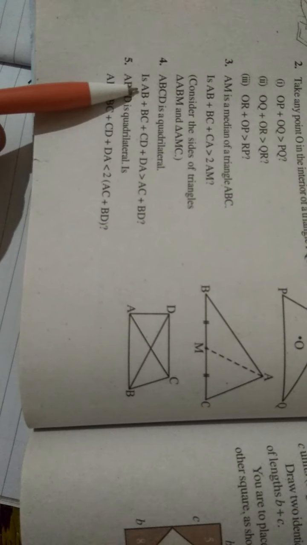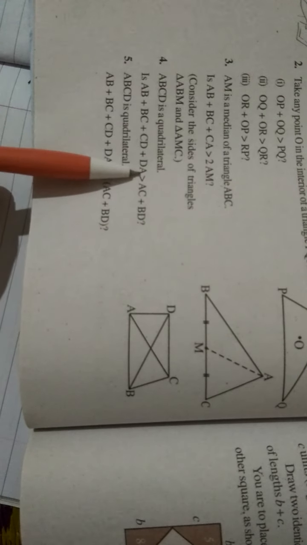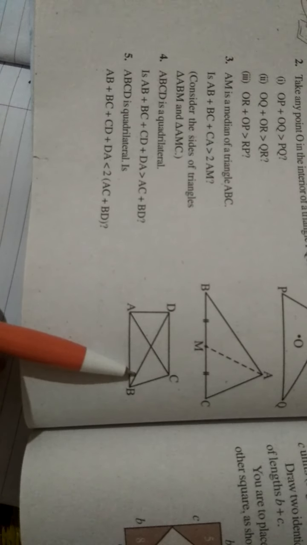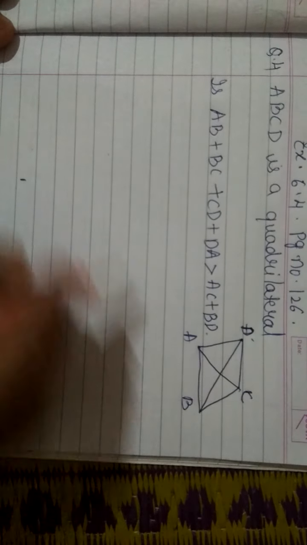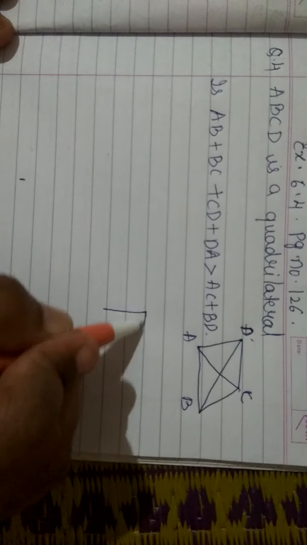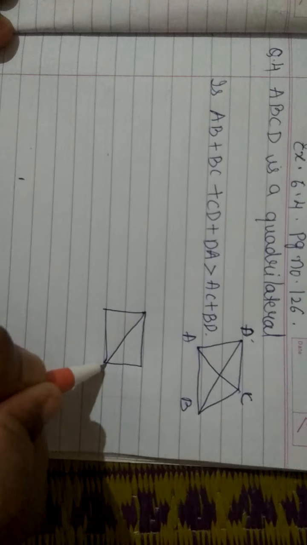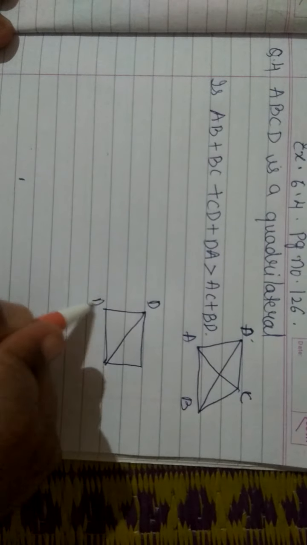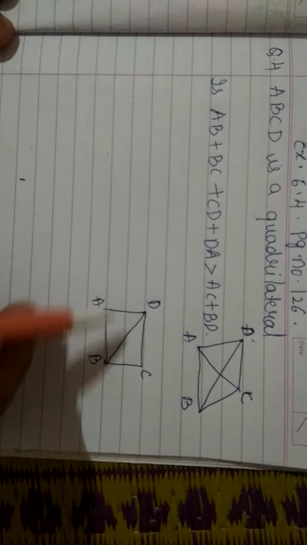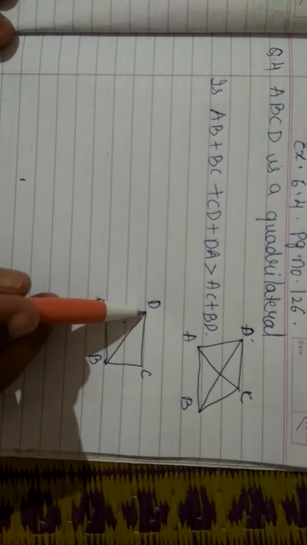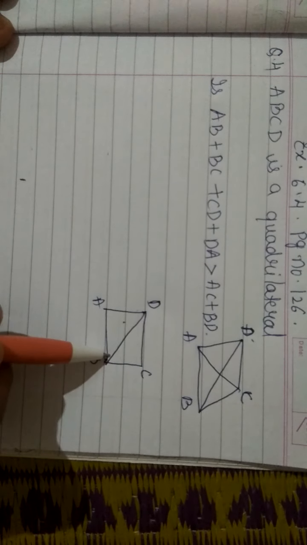Now children, if you look here, AB plus BC plus CD plus DA are nothing but the sides of the quadrilateral. And children, AC plus BD are the diagonals. Now children, let's prove that this statement is correct. For proving this, we will first draw a quadrilateral DABC and show only one diagonal. Here this is one quadrilateral and its diagonal I have shown here is DB.